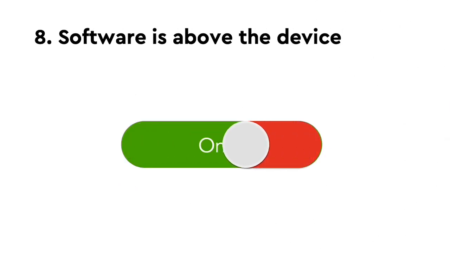The eighth and final pattern is software above the level of a single device. The computer is no longer the only access device for internet applications, and applications that are limited to a single device are less valuable than those that are connected.